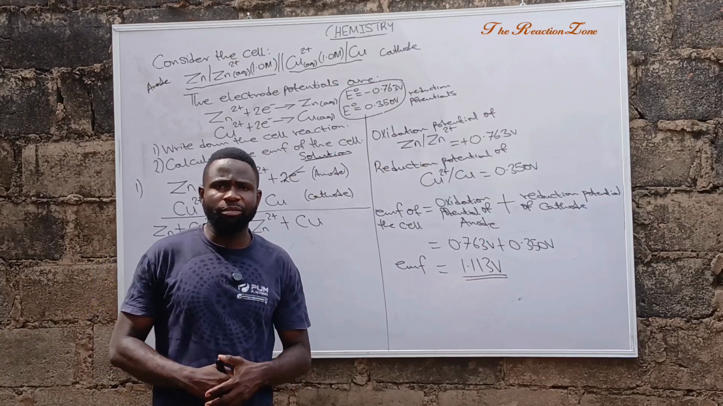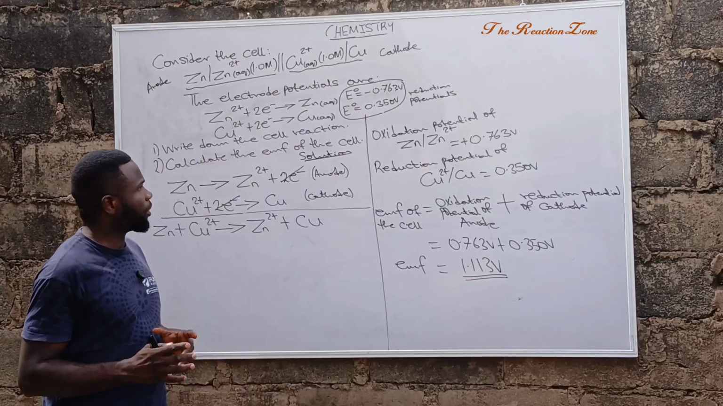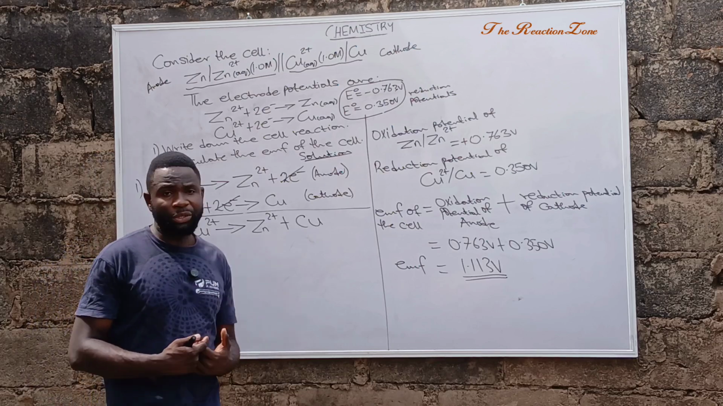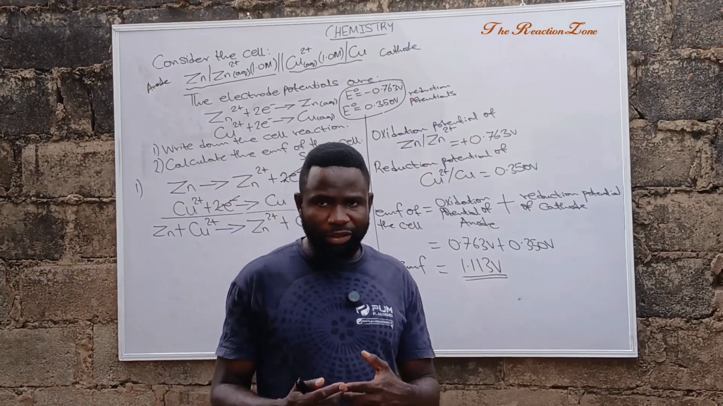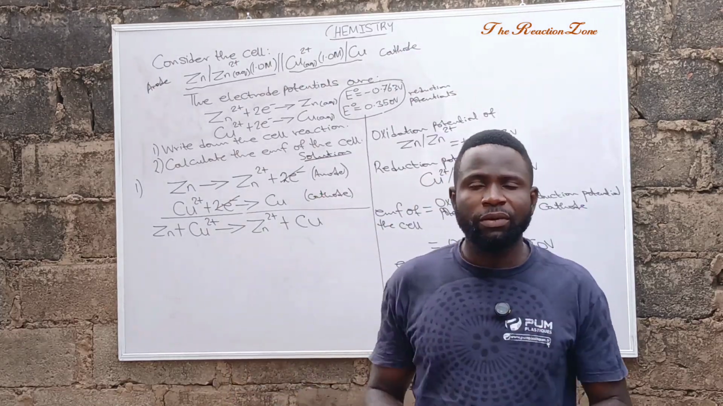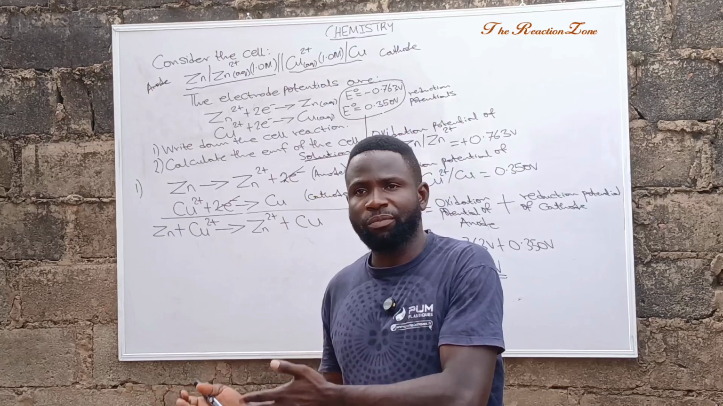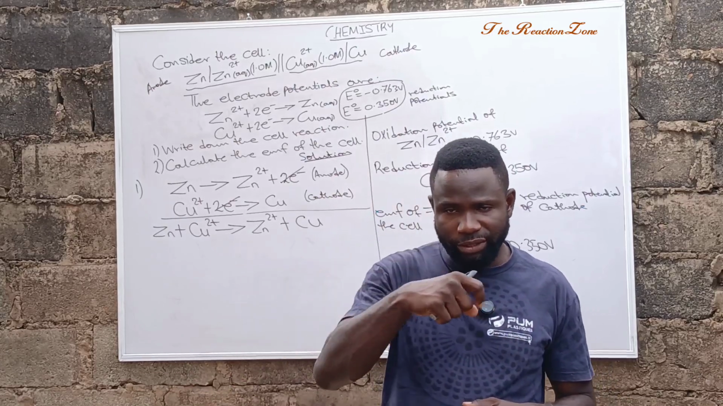So I want to believe that the explanation to this question is clear. I also believe that you have taken note of the information I've just given, which is to determine the oxidation potential when the reduction potential is given, or to determine the reduction potential when the oxidation potential is given, all you need to do is to change the sign.